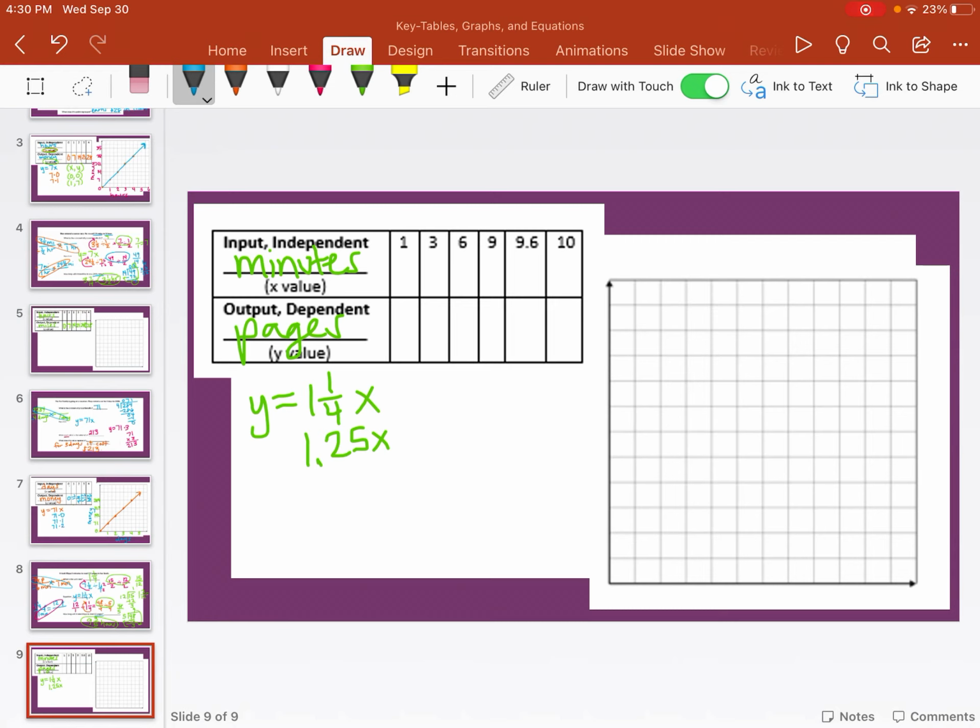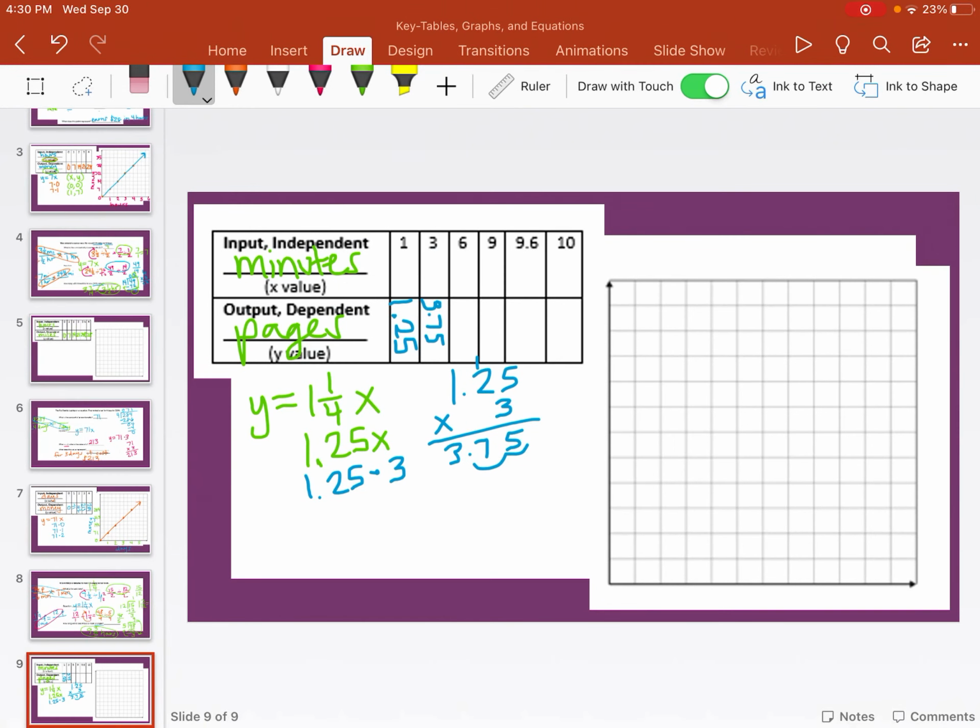So for 1 minute, our unit rate, we already know that's 1.25 or 1 1/4. For 3 minutes, we'd substitute it in. So 1.25 times 3. 15, carry my 1, 7, 3, put my decimal back in. So I get 3.75. Or if you did it as a fraction, it's 3 3/4.